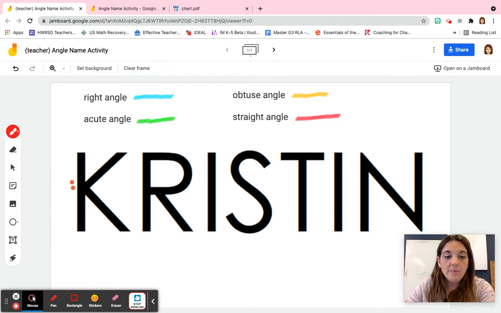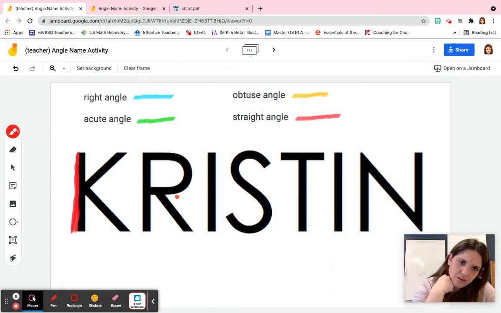So now I'm going to come to the first letter of my first name. And right away, I'm looking at the line right here of the letter K. And I notice all going down the side right here, we have a straight angle. So notice I went through and I'm just highlighting. It's okay if it's kind of messy. I'm just trying to mark that this is a straight angle. So now when I look at this, I can go, oh, okay, that's a straight angle because it's shaded red.